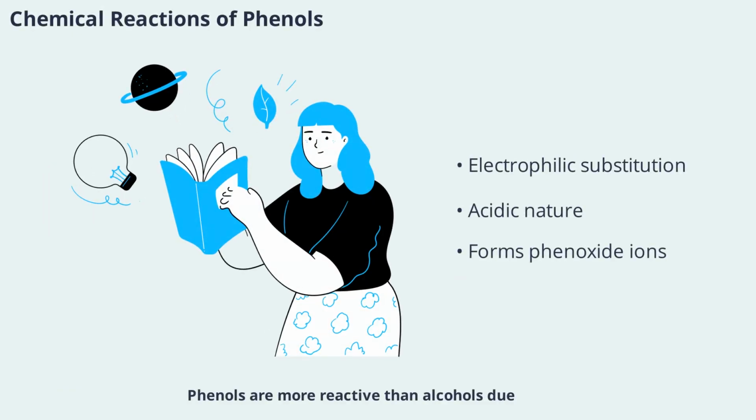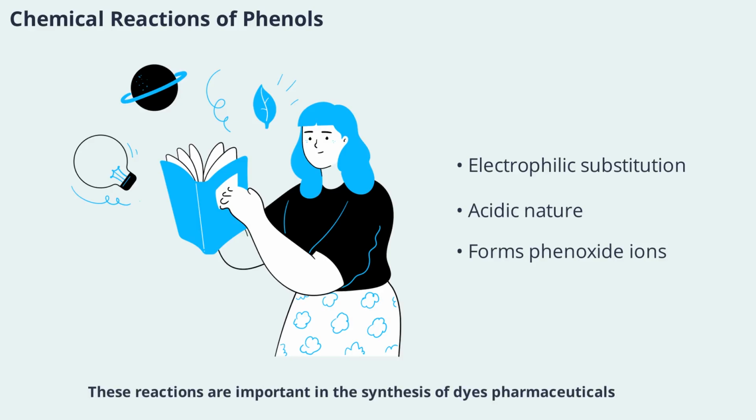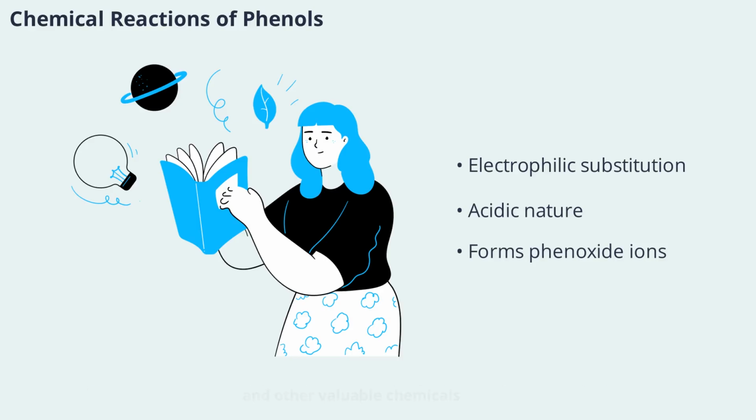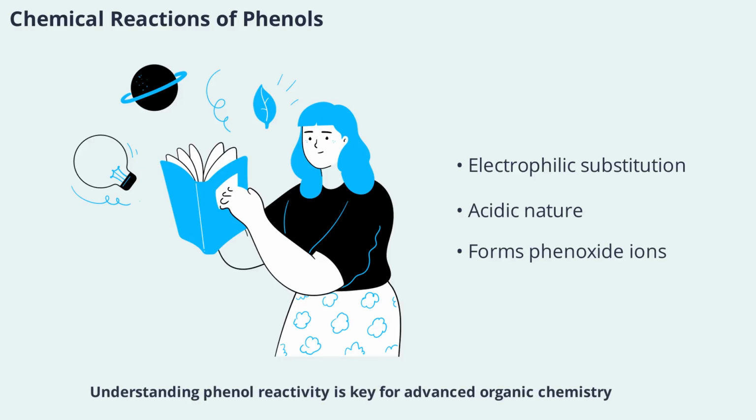Phenols are more reactive than alcohols due to the influence of the aromatic ring. They readily undergo electrophilic substitution reactions, such as nitration and halogenation. Phenols can also react with bases to form phenoxide ions, highlighting their acidic nature. These reactions are important in the synthesis of dyes, pharmaceuticals, and other valuable chemicals. Understanding phenol reactivity is key for advanced organic chemistry.